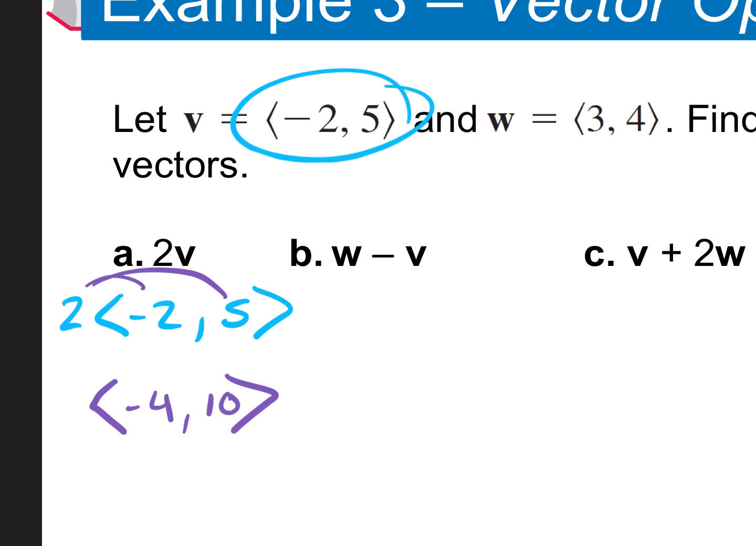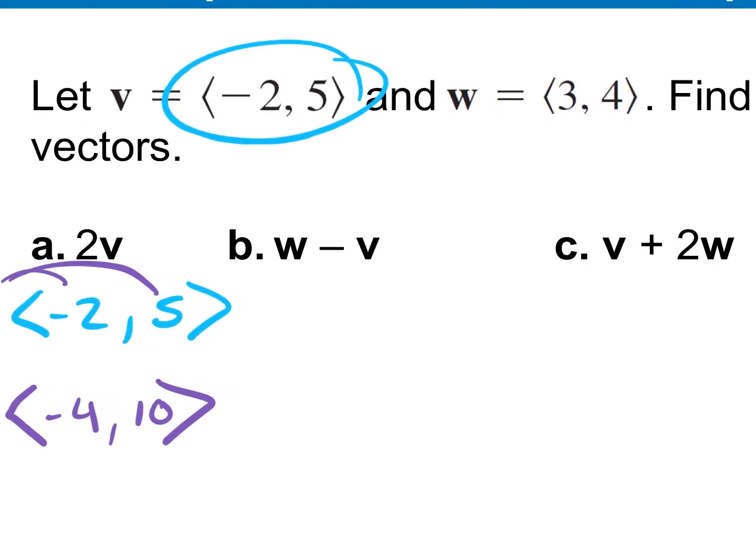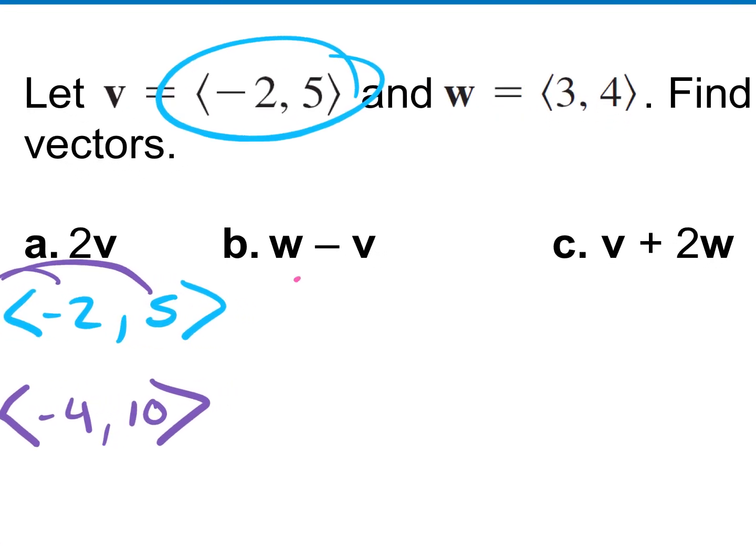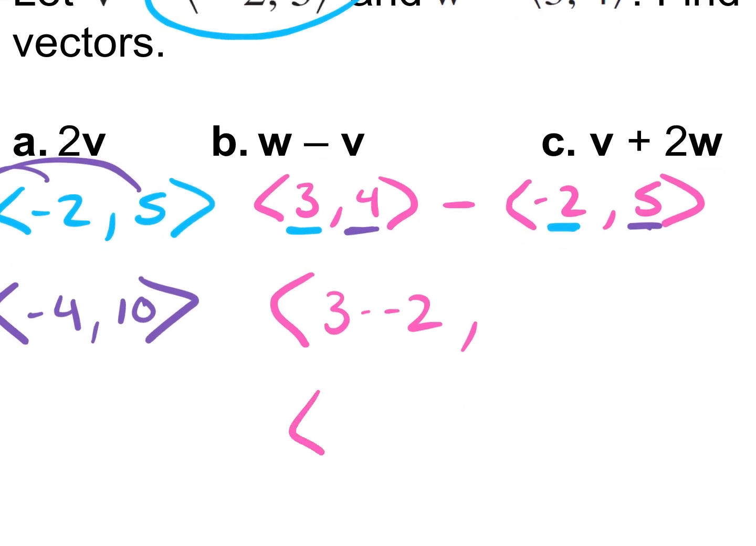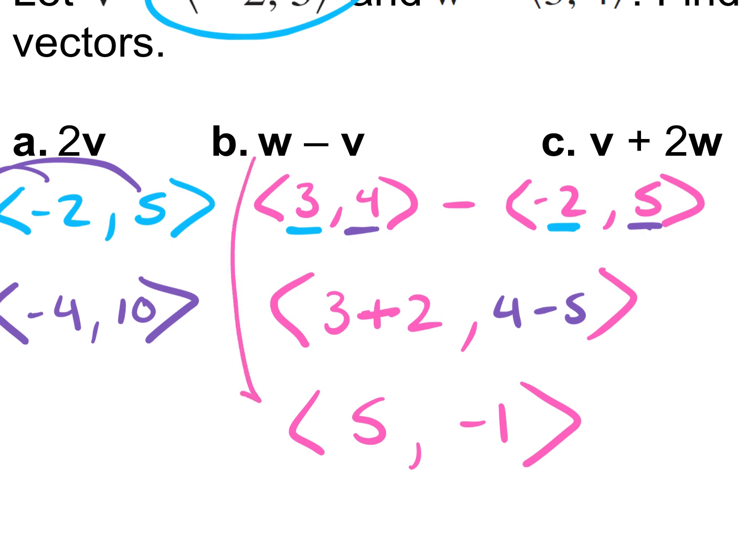Let's look at B. So for B, I'm subtracting w minus v. So it's <3, 4> minus vector v, which is <-2, 5>. So just be careful. The first number goes with the first number, second number goes with the second. So this would be 3 minus -2, which would be what? 5, thank you, because it turns to a plus. And then 4 minus 5, which would be -1. So this would be our vector.